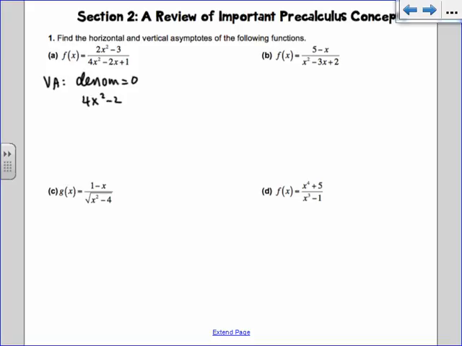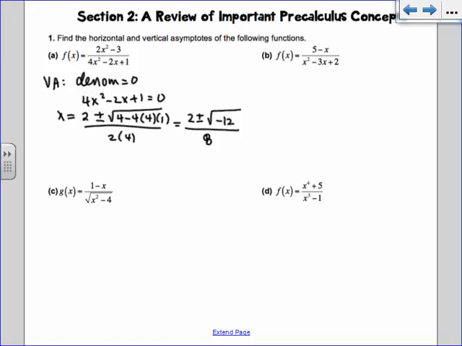So I'm going to do 4x squared minus 2x plus 1 equals 0. Unfortunately, I think this was a typo on my part. It does not factor, does it? So we do the quadratic formula. x equals negative b plus or minus the square root of b squared minus 4ac all over 2a. So we get 2 plus or minus, and then we have 4 minus 16, so we have negative 12 under there.